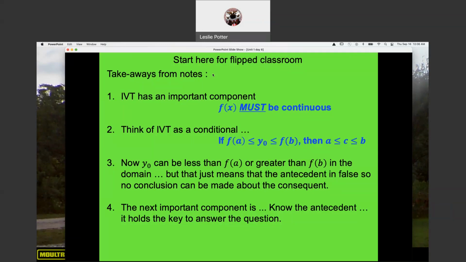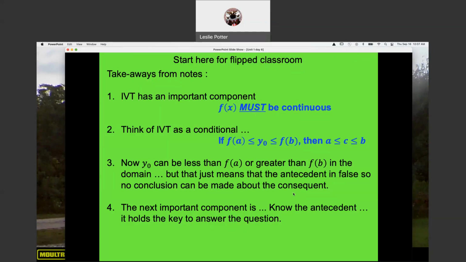I think the best way to think of the intermediate value theorem is as a conditional. So like I just said, if the value is in the range, then we should be able to find one x value in the domain, at least one, possibly more. Now, that being said, there can be y values that are littler than the littlest and bigger than the biggest of the range that you picked. You know, it can go above and it can go below.